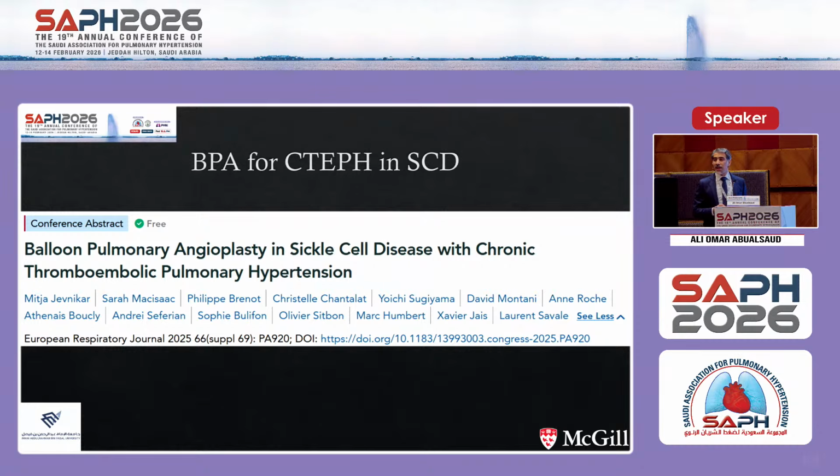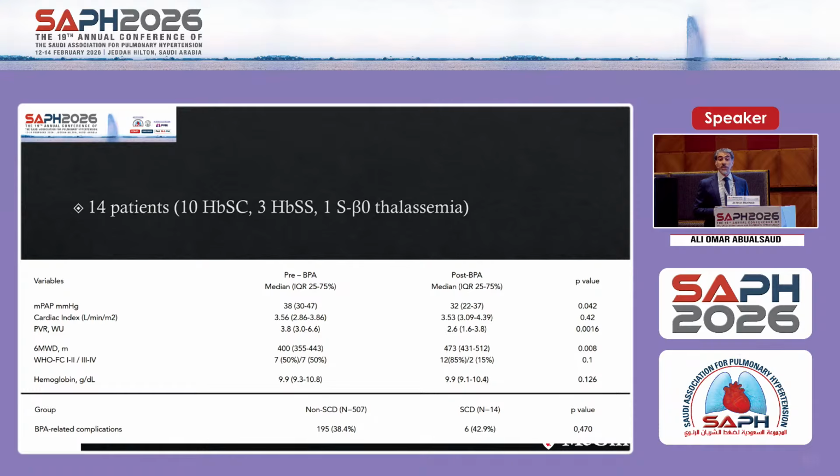So what is there for BPA in sickle cell disease? This is the largest data, and probably the only data that really is meaningful, presented at ERS or, I think, OPVRI, by the French group, looking at 14 patients. If you look at those 14 patients, 10 of them are SC, which is the classic CTEPH, only 3 had hemoglobin SS, and 1 was sickle cell beta thal. But in their series of 14 patients over a period of 10 years, it showed that they had relatively the same outcomes, same complications.